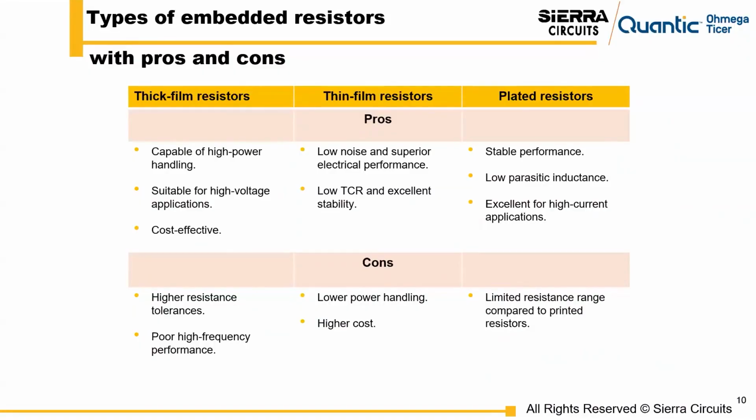In terms of the types of embedded resistors, with their pros and cons, we've also created a chart here. So for high power or high voltage designs, you want to go with a thick film resistor. And you want to pick thin film resistors for more precision and stability. And there's also an option of plated resistors for high current and high frequency applications. So I'll let John go through those in detail in his slides.